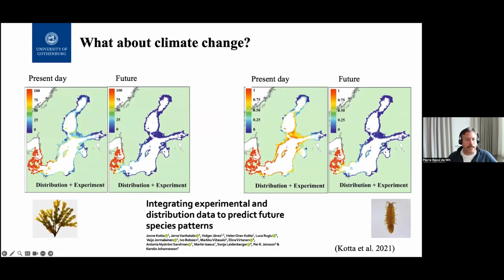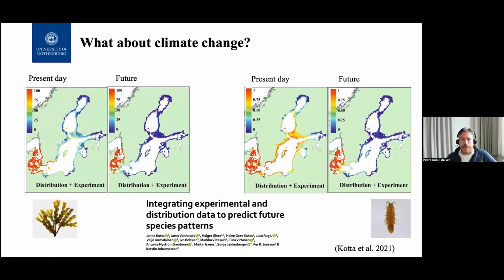And this is for bladderwrack, Fucus vesiculosus, on the left here, and for Baltic Sea isopods on the right. As you can see here, yellow and red means that there's a high probability of finding these species here, and in the future the blue means it's a very low probability of finding these species here.